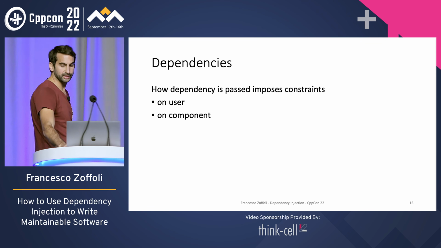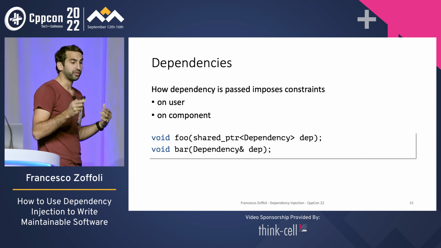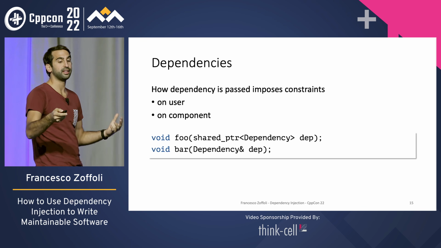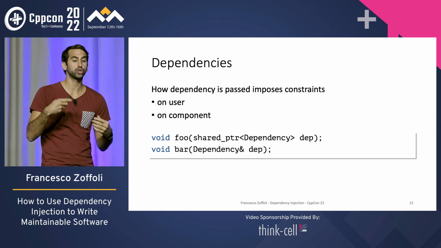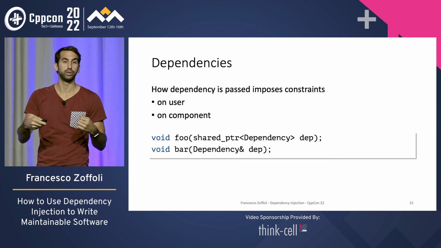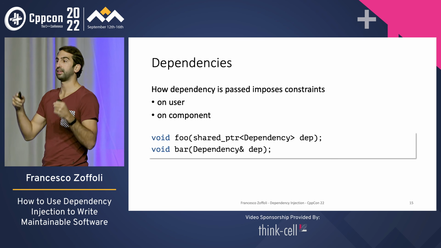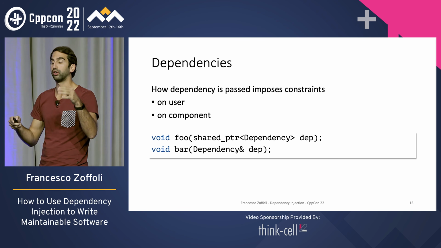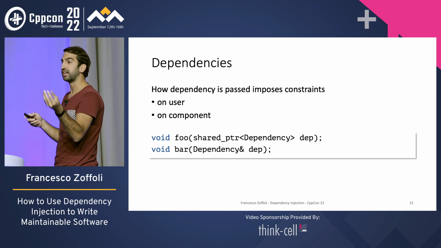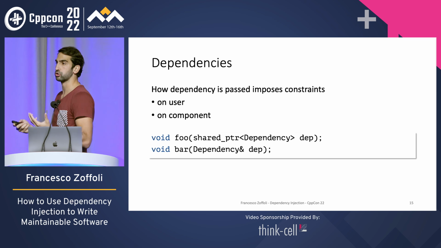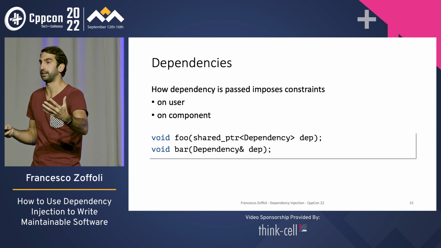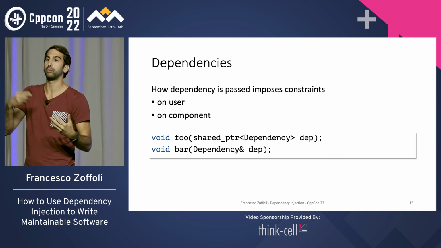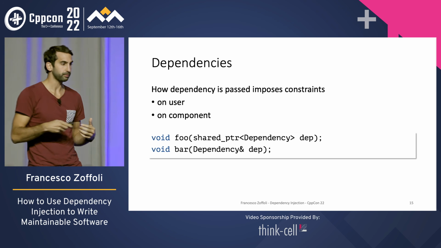When you're implementing, let's see an example. For example, in foo, we are taking the dependency as a shared pointer. This is imposing a constraint on the caller of foo, because we are specifying the lifetime memory management for our dependency. But this gives more freedom to the implementation, because with the shared pointer, we have additional functionality that we can leverage. For example, we can take a weak pointer.